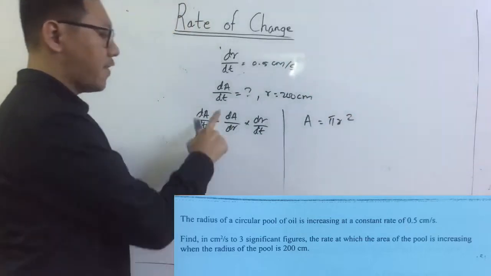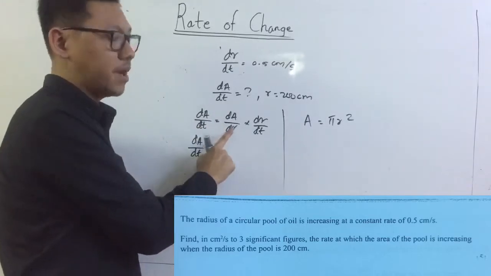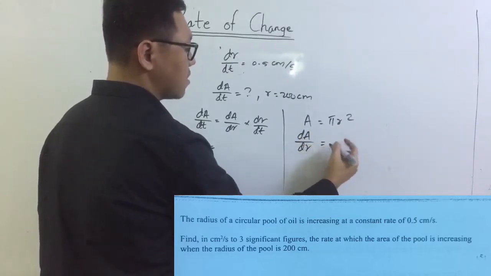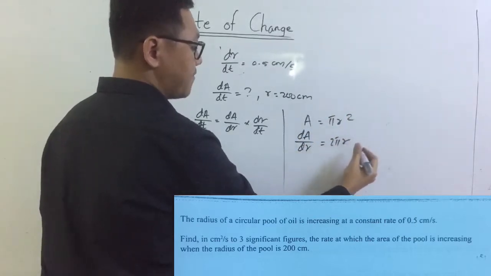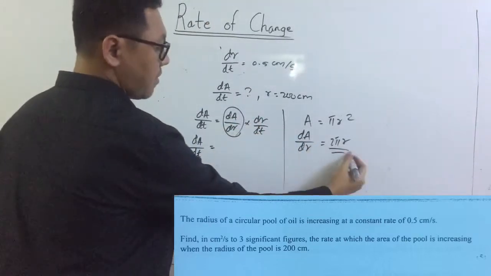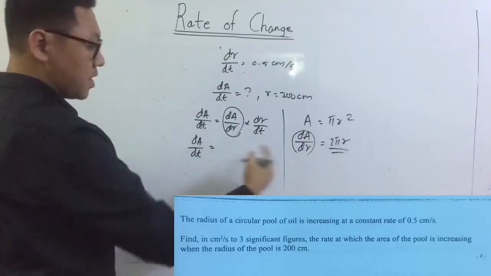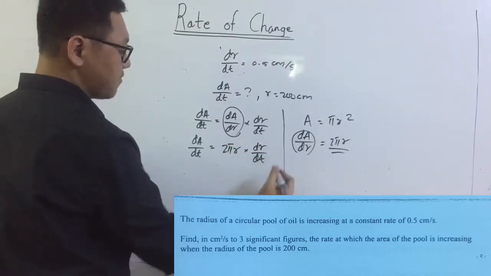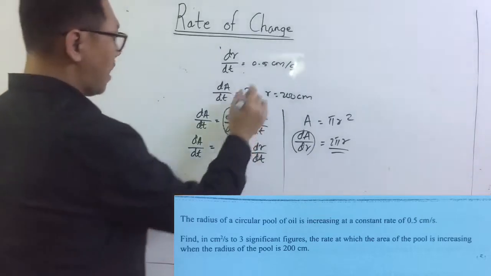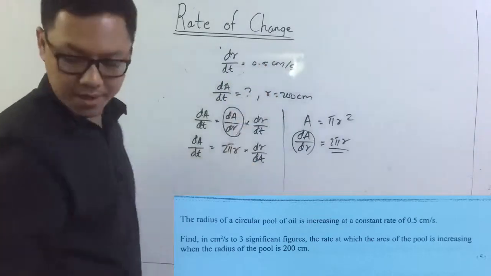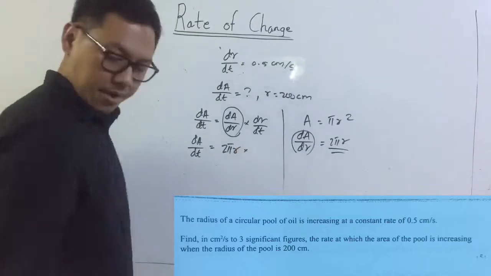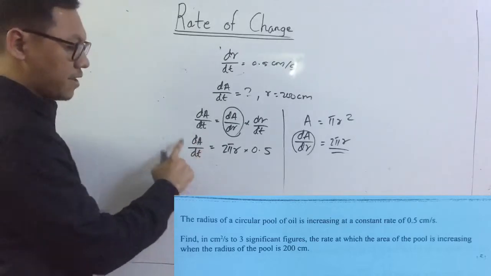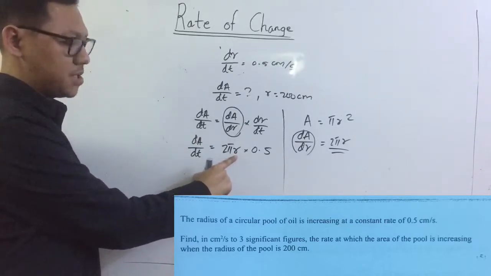What we need here is the differentiation of A with respect to the radius, with respect to r. So I'm gonna just differentiate: dA by dr is equal to 2 pi r. Now we have dA by dr, so we substitute in here 2 pi r times dr by dt. Sorry, dr by dt we get from here, it's 0.5. So we plug in 0.5 here, and there's only one unknown value, which is r.